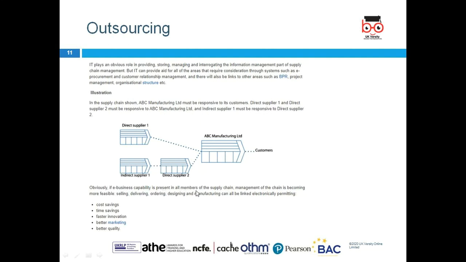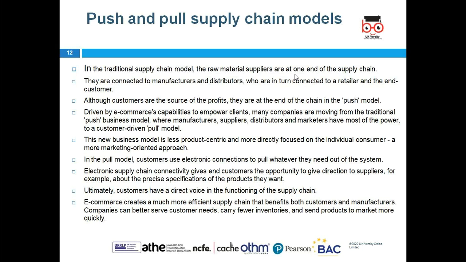E-business capability: we need all members of the supply chain to be connected, and this is becoming more feasible. Selling, delivering, ordering and design manufacturing can be linked electronically. This will bring cost saving, time saving, faster innovation, better marketing and better quality. Does it make sense? So we can link with direct and indirect suppliers, with all the design and other partners.